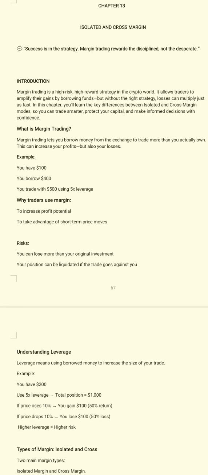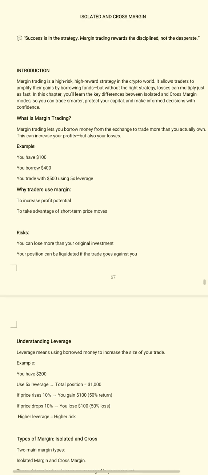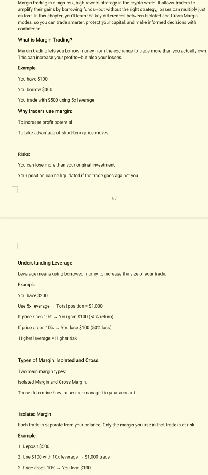Then let's check the risk that follows it. You can lose more than your original investment. So if you are trading with $400 while you have only $100 in your account, the more they lend you, the more quickly you can lose money in the market.